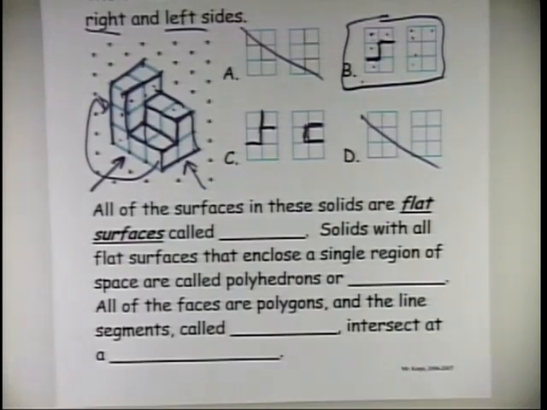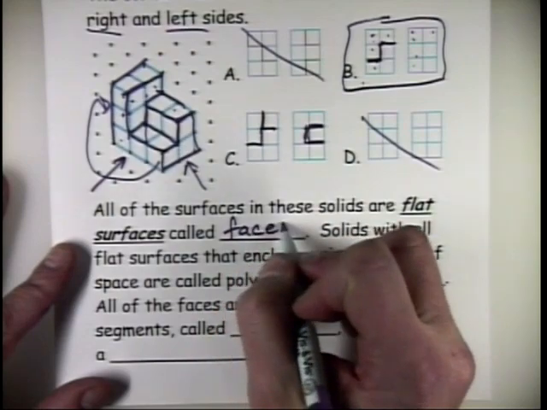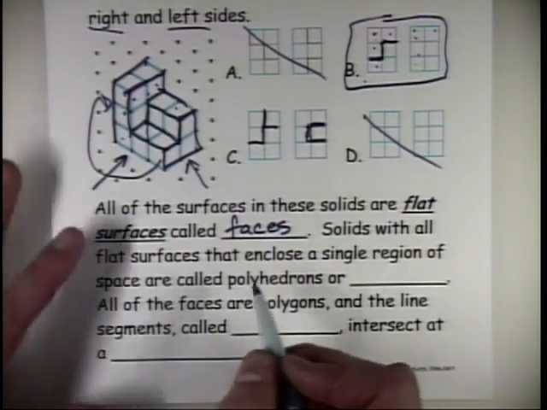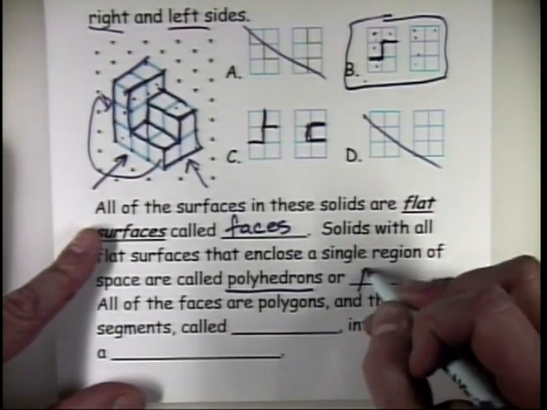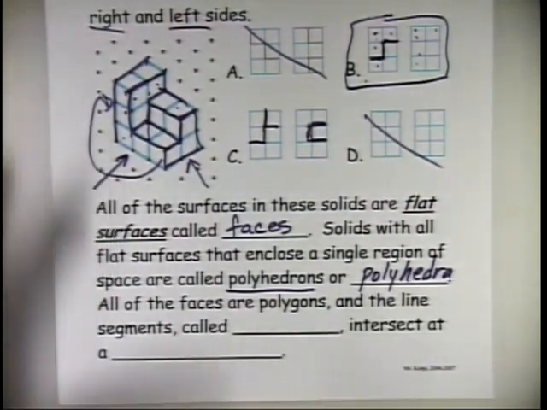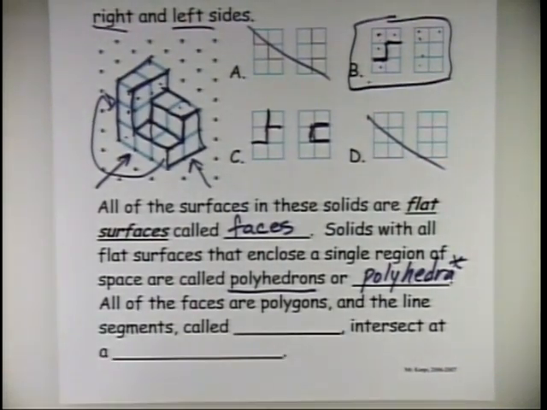All right, now all the surfaces in these solids we've been looking at have been flat. And those flat surfaces, we call them faces. So now we're talking about the anatomy of these solids. The flat surfaces are called faces, and solids that have flat surfaces that enclose a single region are called polyhedrons. That's one way. Or you can actually call it polyhedra. Polyhedra. And they're both plural. This is the one that's more commonly used, but you might see both of them in your textbook.